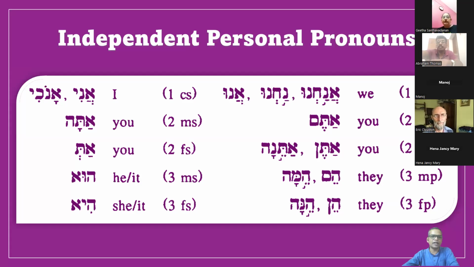So Ani, Anoki, Atah, At, Hu, Hi, Anachnu, Nachnu, Anu, Atem, Aten, Atena, Hem, Hema, Hen, Hena.